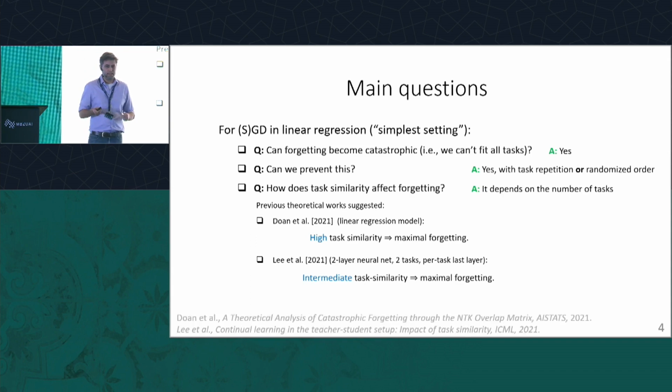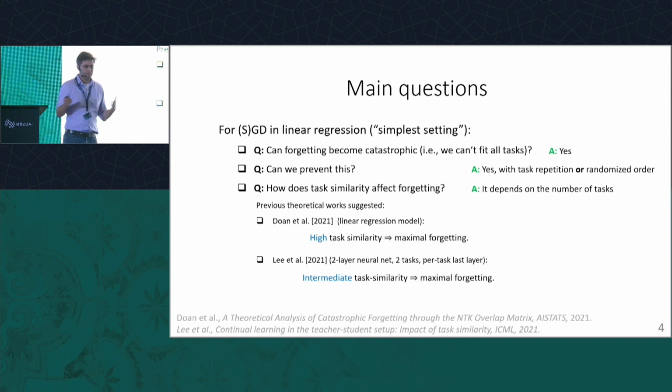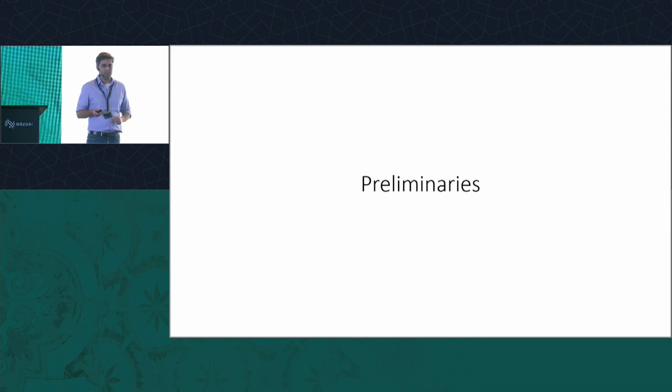So what we find, at least in the linear regression case, is that both can actually be true. It just depends on the number of tasks you've seen. So it can be either high task similarity or intermediate. This will be one of our conclusions. Okay, so this is the take-home message in case you fall asleep in the rest of the talk and this part. So let's go into the details.